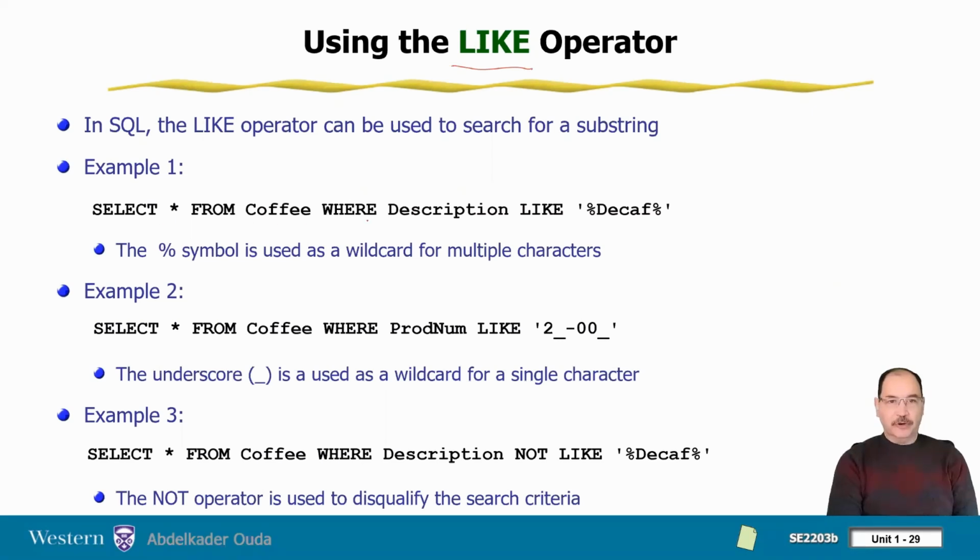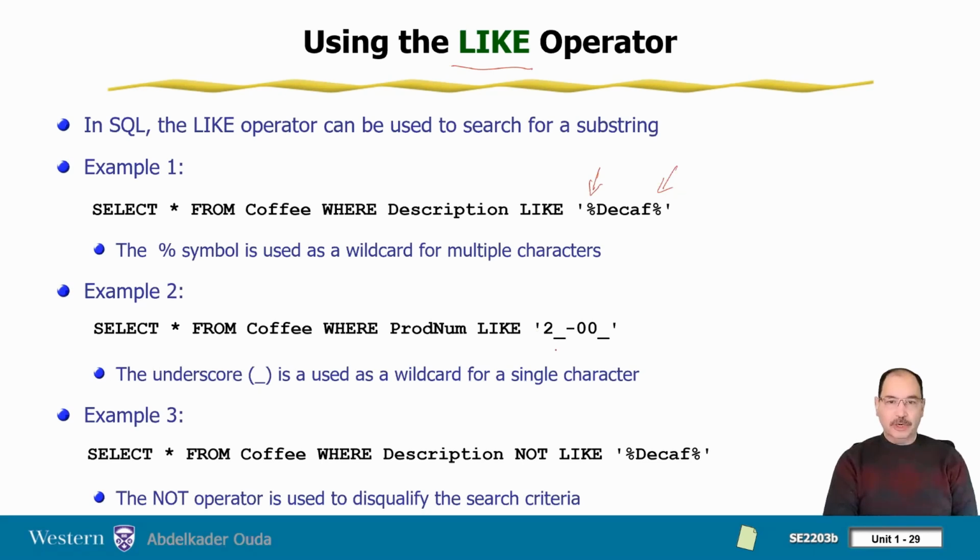I have SELECT * FROM coffee WHERE description LIKE, and then between two single quotes, %DECAF%. Let's say that it retrieves all lines that have the description started by any combination of characters, followed by DECAF, followed by any combination of other characters. It doesn't matter about the length. So any combination of characters followed by DECAF and followed by any combination of characters, 0 or more.